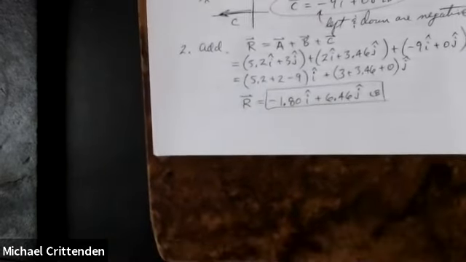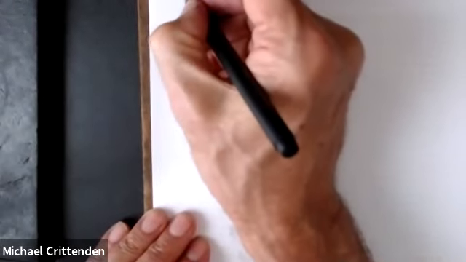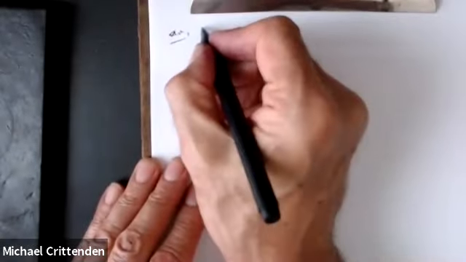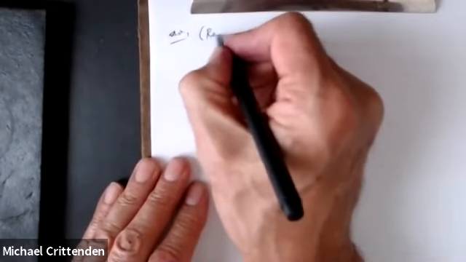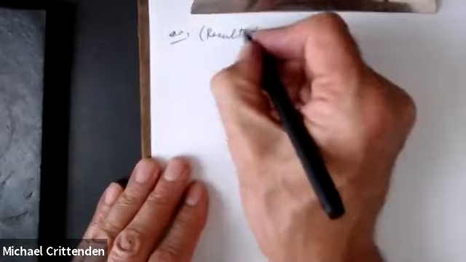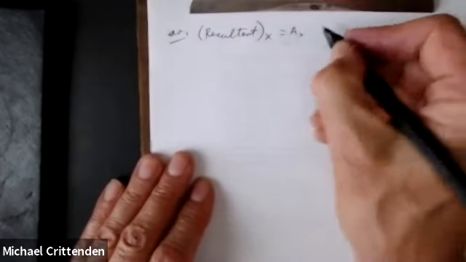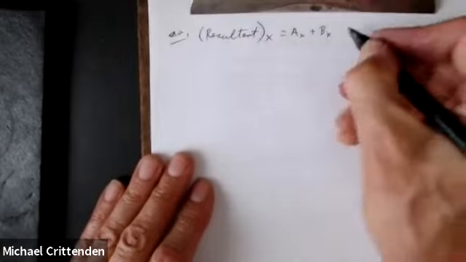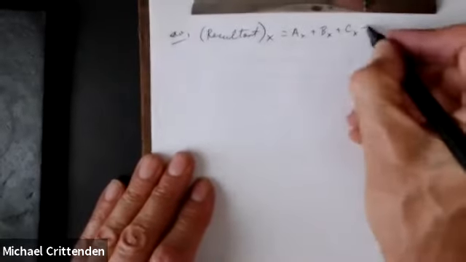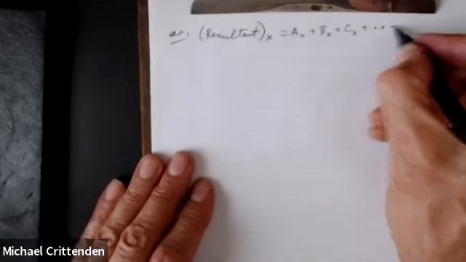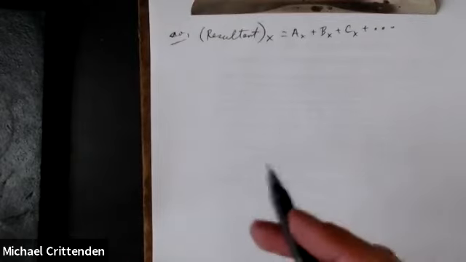So to summarize what happened there, the moral of the story is the resultant's x component is the x component of the first vector plus the x component of the second vector plus the x component of the third vector plus, you know, if there's 14 of them, however many, you add them up.